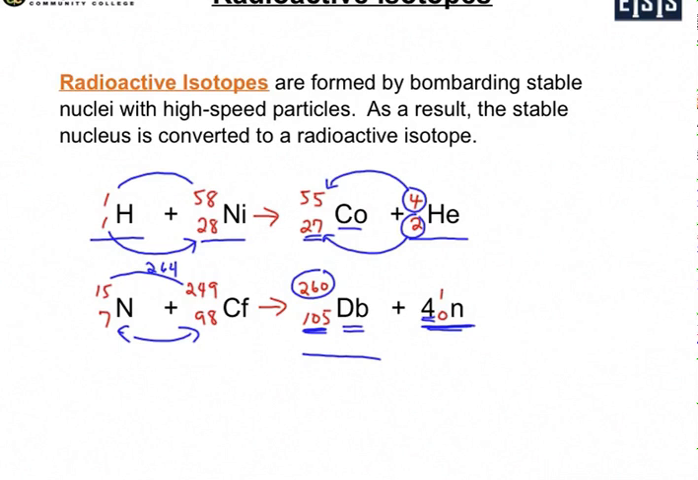So again, in some of these you'll get multiple emitted particles coming out when you form some radioactive isotopes. But I wanted to represent that it's basically a matter of balancing out your atomic mass, your atomic numbers, your protons and neutrons, and just balancing them out in order to do these problems.